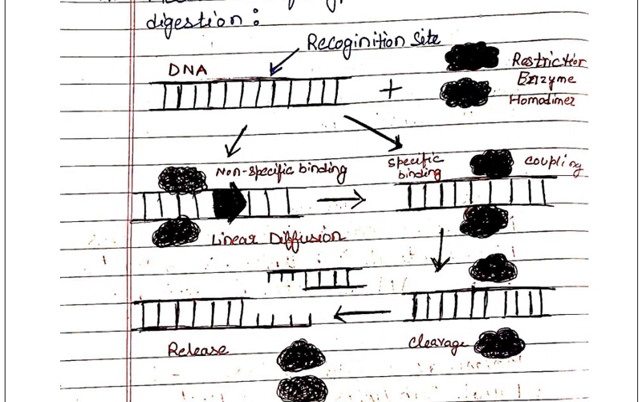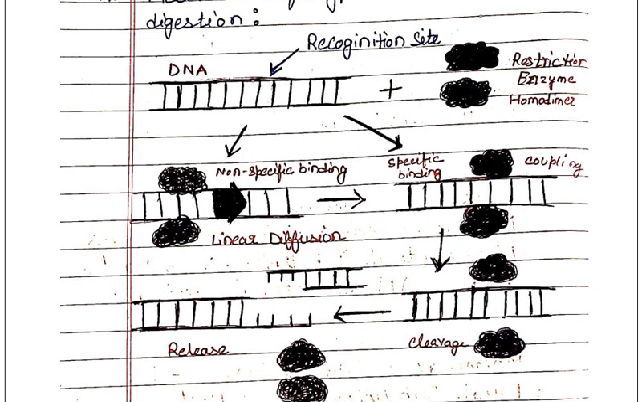Now we will further see the mechanism of how it helps in enzyme digestion. Here we can see we have a double-stranded DNA, and we choose a specific recognition site at the middle or at the end. With the help of a restriction enzyme, which is a homodimer, we can see the mechanism is forming two different types. One is non-specific binding, which takes place with the help of linear diffusion.